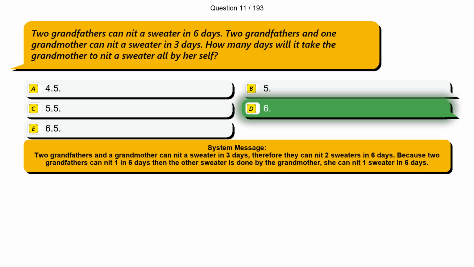2 grandfathers and a grandmother can knit a sweater in 3 days, therefore they can knit 2 sweaters in 6 days. Because 2 grandfathers can knit one in 6 days, then the other sweater is done by the grandmother, she can knit 1 sweater in 6 days.